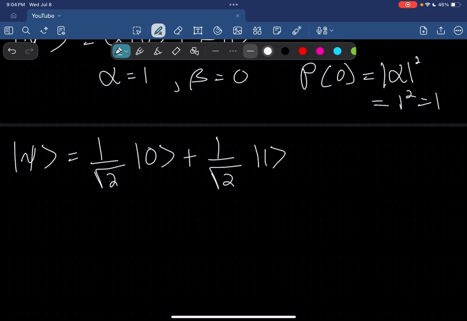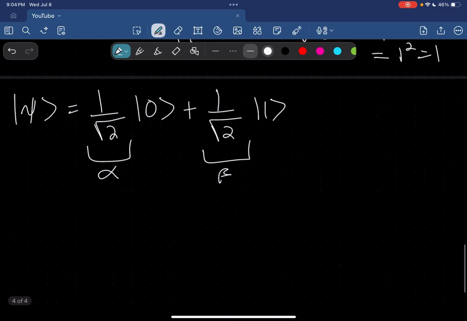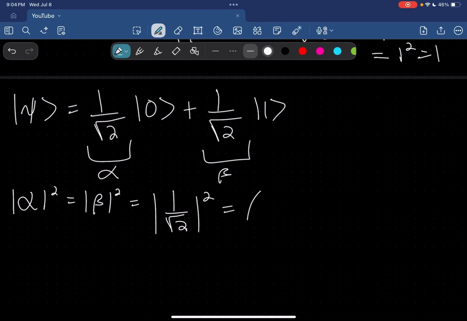So we have this state here. So this is our alpha, right? This is our beta. So the mod square of alpha, which is equal to the mod square of beta here, is going to be what? It's going to be the mod square of 1 over square root 2, squared, which is just going to be 1 over 2, right? So 50% probability of measuring either a 0 or a 1.